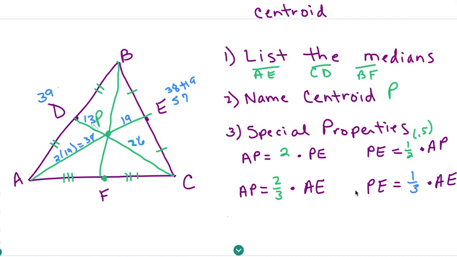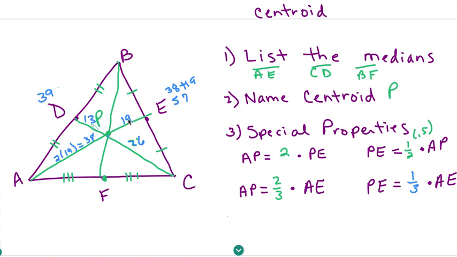So you can see I've got formulas depending upon what you are given. If you're given the whole median, then you can multiply by 2/3 to get the longer part of the median, or you can multiply by 1/3 to get the shorter part of the median. If I give you the part of the median, then we're going to multiply by 2 or by 1/2. If I've given you the smaller one, we need to multiply by 2 to get the larger part. And if I've given you the larger part, I need to divide by 2 or multiply by 0.5 to get the smaller part. So let's do the last one.